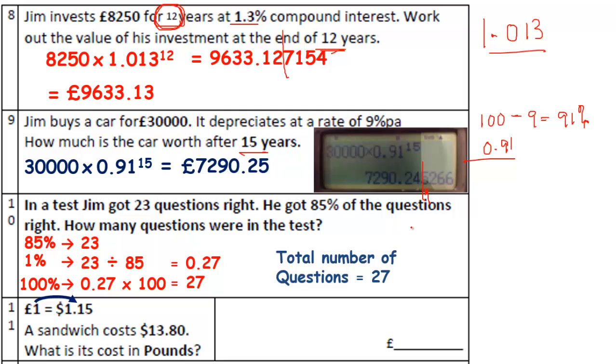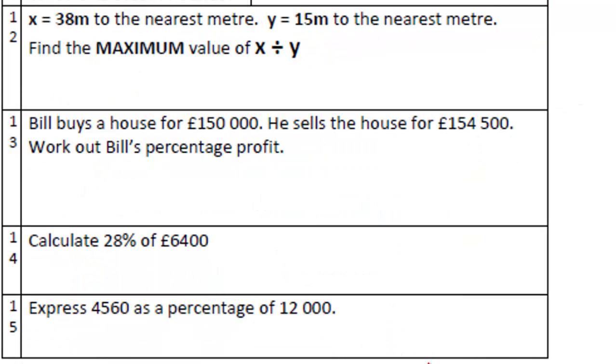In question 11, draw the arrows. Going forward is times, going backwards it's divide. Look at the question. What is it asking you to do? A sandwich costs $13.80. What does it cost in pounds? So we want to go from dollars to pounds. That means we're dividing. I'm going to do $13.80 divide by 1.15, and that gives me exactly 12 pounds.